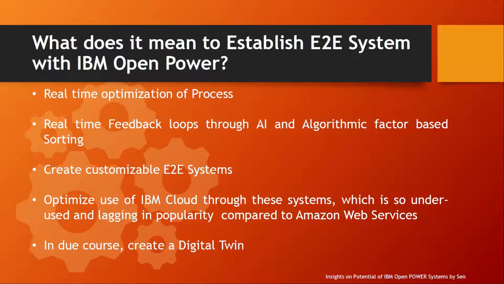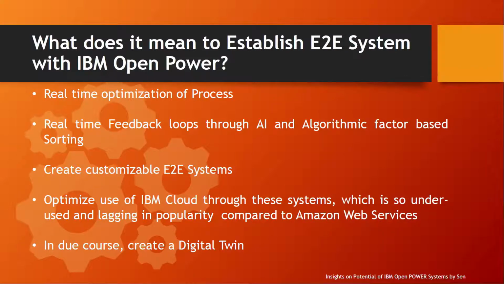And in lieu of this, we would be able to create a customizable E2E system. For example, an FMCG industry would have a completely different requirement of an E2E production system, which is more digitalized for Industry 4.0, than an automotive industry, or rather, let's say, a logistics firm. So utilizing these modules of IBM OpenPOWER, we would be able to create a customizable E2E system so that we can provide services to most of the sectors.